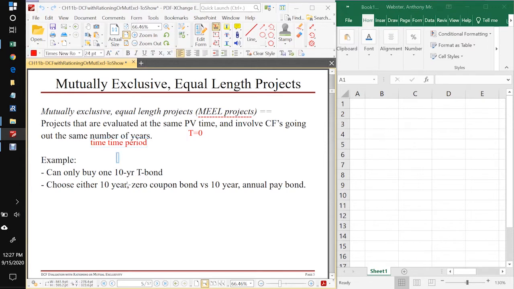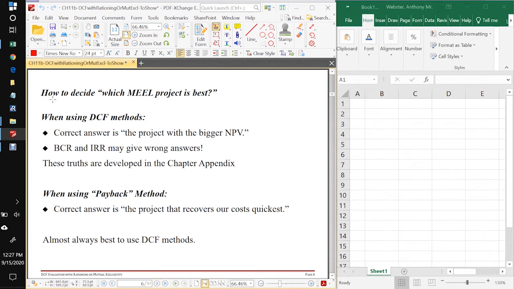Okay, so here's an example. So let's say we can only buy, for one reason or another, one 10-year bond, and we can choose, let's say, 2 bonds. We can choose either a 10-year zero coupon bond or a 10-year annual pay bond. So we've got to decide which one is best. Both of these projects go out for 10 years. The final cash flow for the project in each case is end of year 10. So that's what makes them equal length projects. And they're mutually exclusive in this case because I've said, for whatever reason, we can only do one or the other. So what we want to know now is how to make this decision.